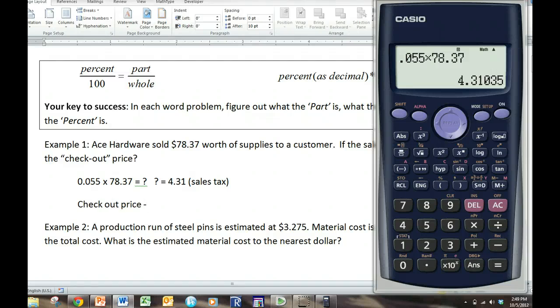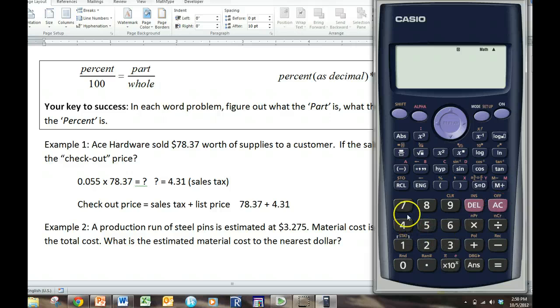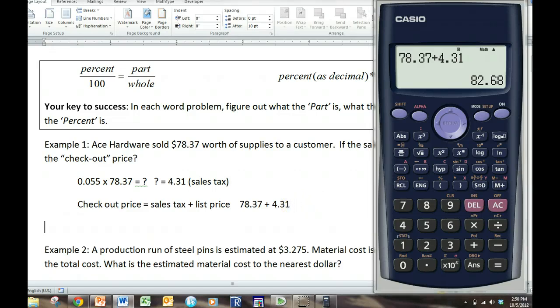And the checkout price is equal to the sales tax plus the list price. So I just take the sales tax, I add the list price to it, and I will get my checkout price. So I'm going to take 78.37 and add $4.31 to it. So that's going to give me my checkout price. 78.37 plus 4.31. So my checkout price as a decimal is $82.68. That's the checkout price, and that's the answer to the question.